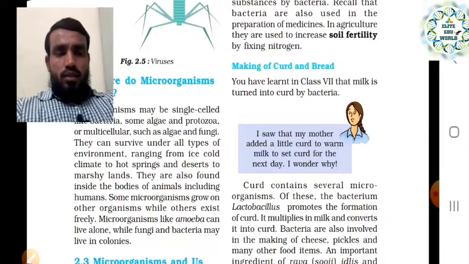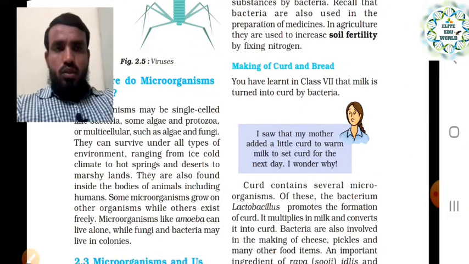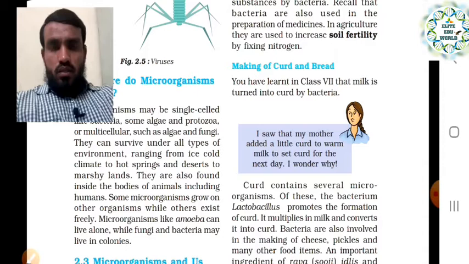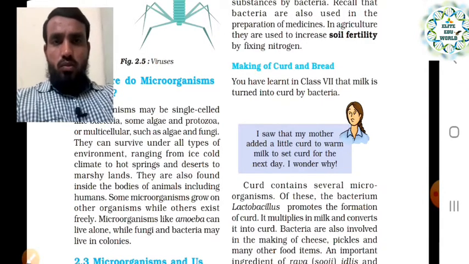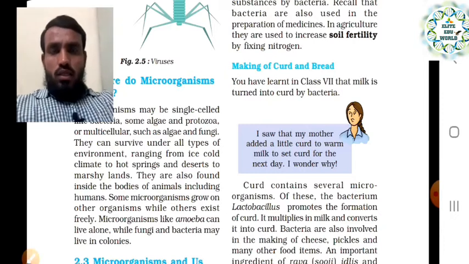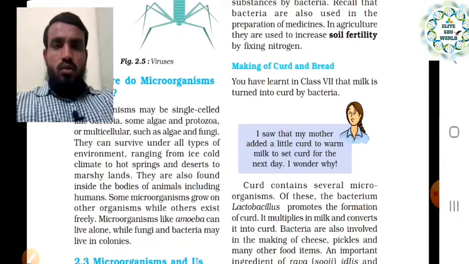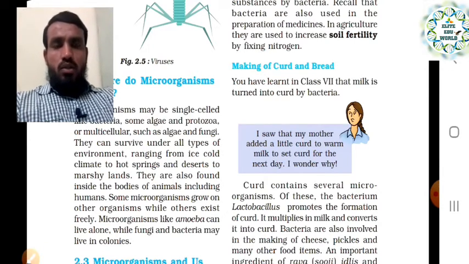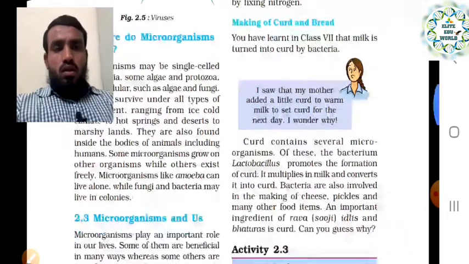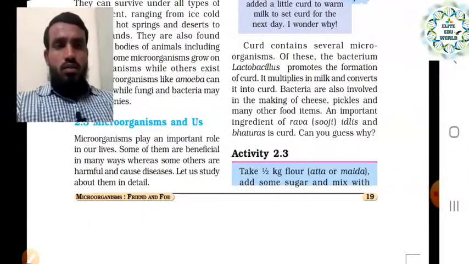lactobacillus. Lactobacillus is used in making curd, especially in the curd industry. When lactobacillus is growing in the milk, it utilizes the sugar from the milk and changes it into lactic acid. So it turns all the textures and qualities of the milk, and it converts it into curd. That is why we have seen lactobacillus.